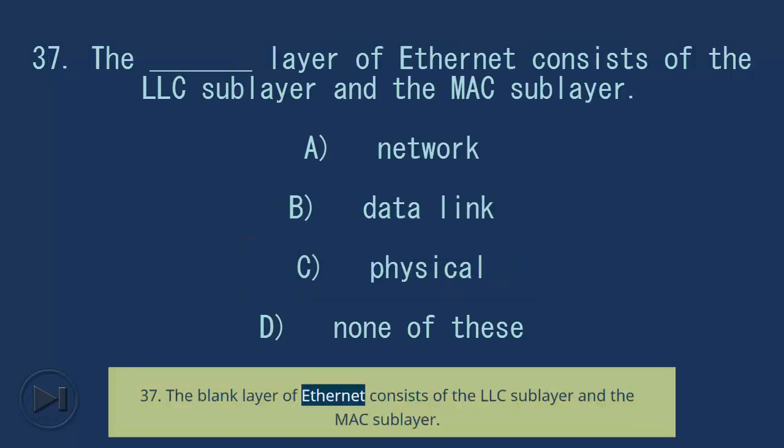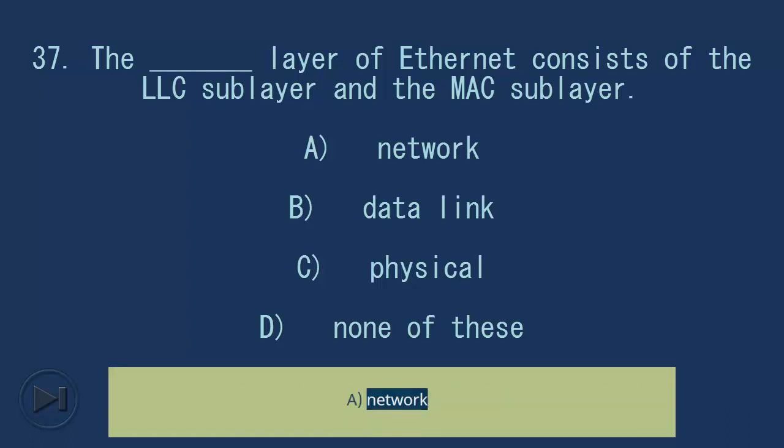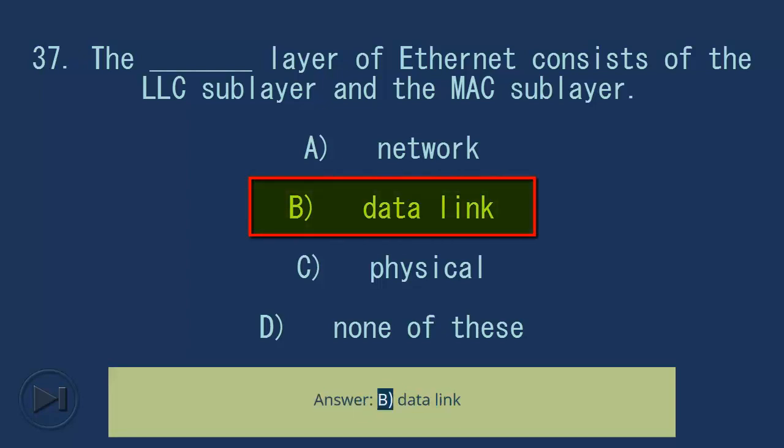37. The blank layer of Ethernet consists of the LLC sublayer and the MAC sublayer. A. Network. B. Data link. C. Physical. D. None of these. Answer, B. Data link.